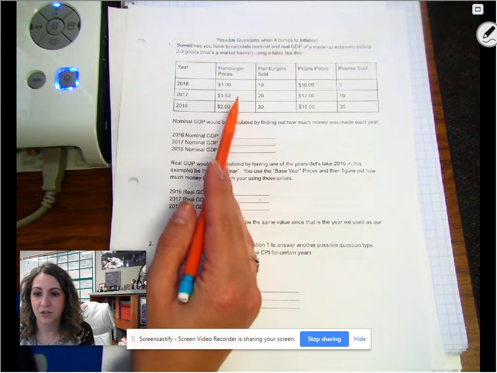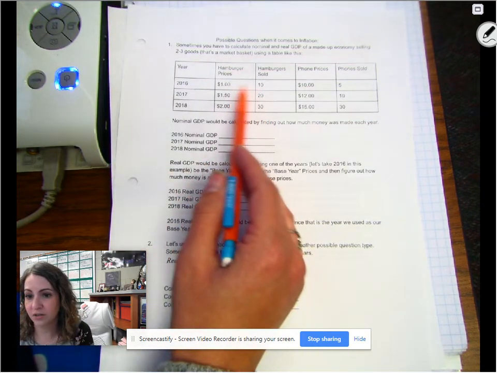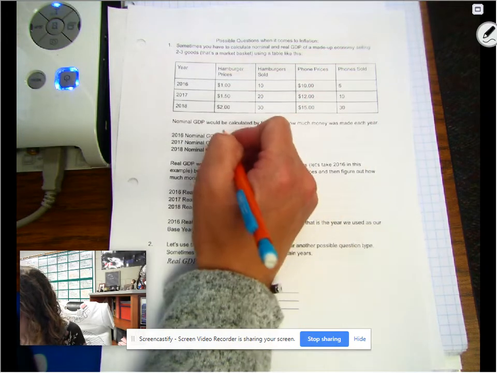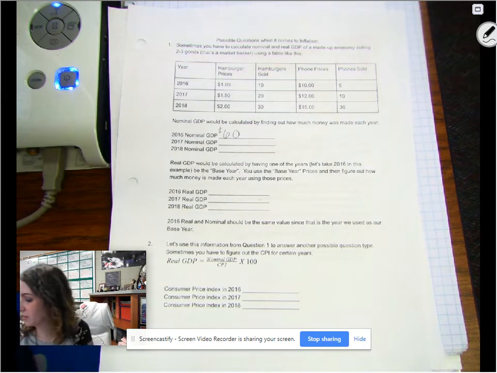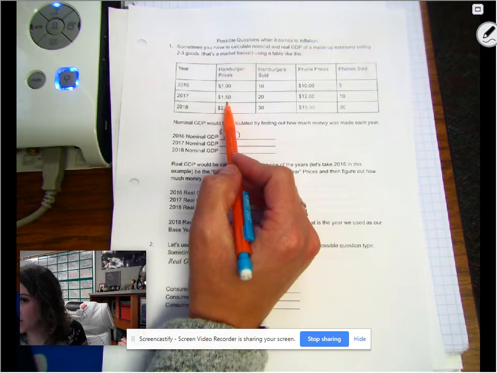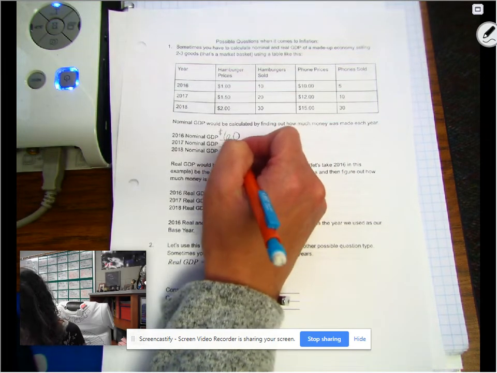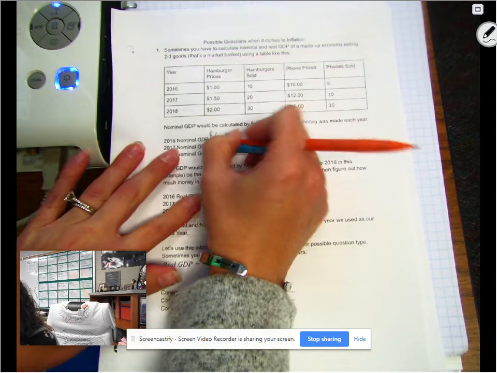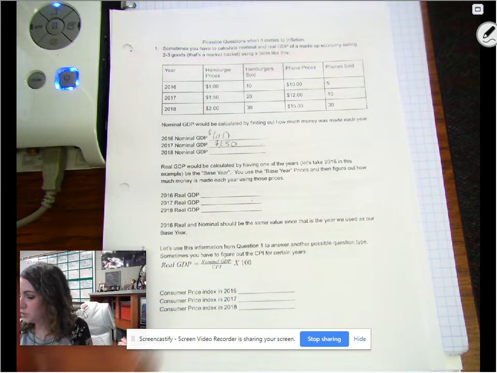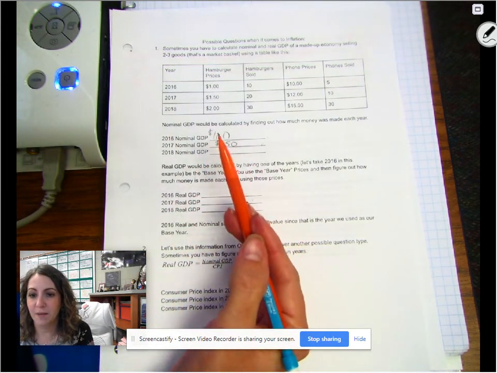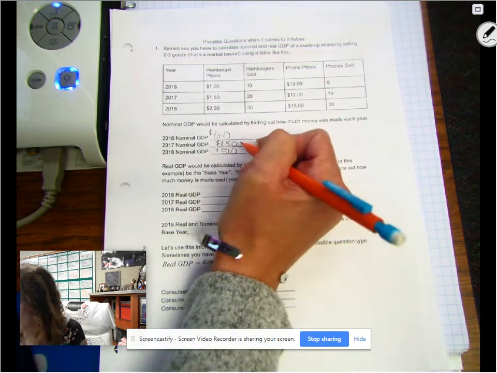So in 2016, they sold 10 hamburgers at $1 each and 5 phones at $10 each. So we're adding the $10 plus the $50, which gives you, in 2016, they made $60. 2017, you're doing the same thing. Now they sold 20 hamburgers at $1.50 and 10 phones at $12 each. If you figure that out, it's $150. 2018, same thing. They sold 30 hamburgers at $2 each and 30 phones at $15 each. That's a grand total of $510 that was made in 2018.